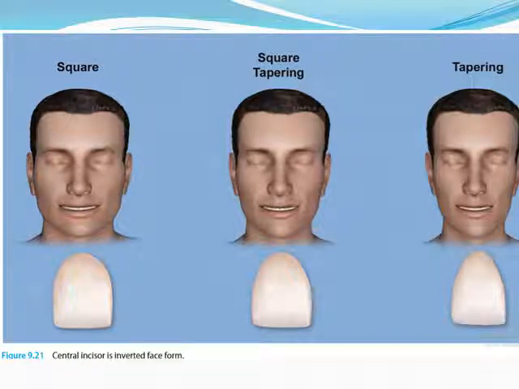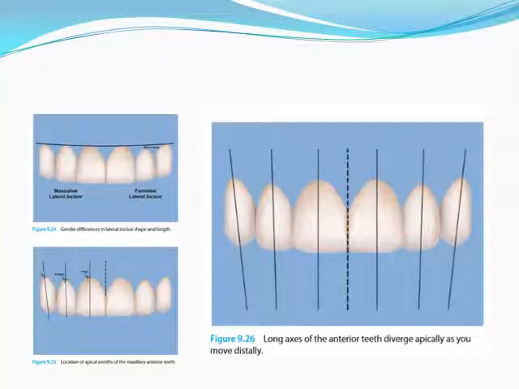The central incisor is an inverted face form. As you see, square for the square face and tapered for the tapered face, but inverted. The long axis of the anterior teeth should diverge apically as you move more distally. Also, the zenith angle is very important in the aesthetics of the maxillary anterior teeth.